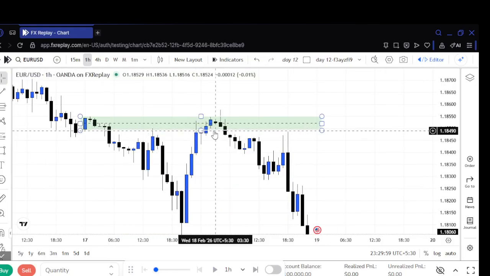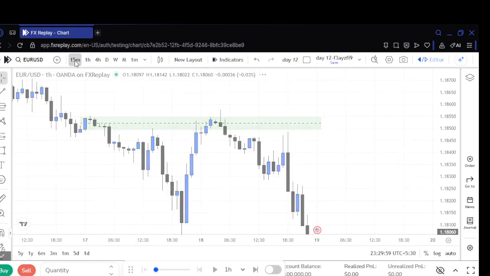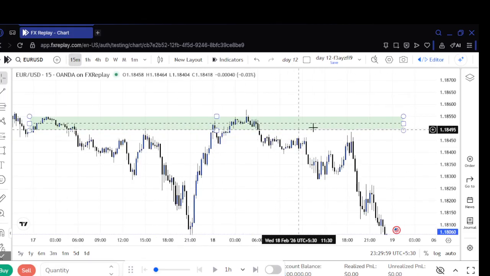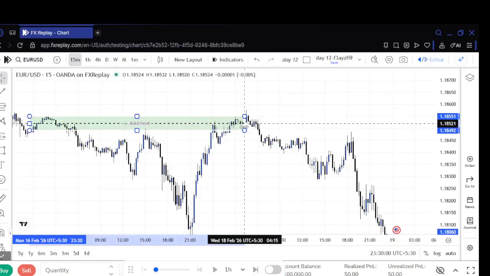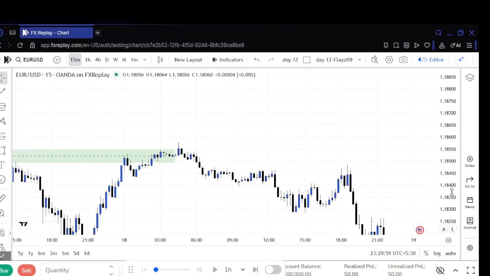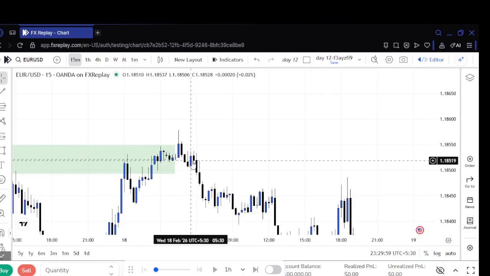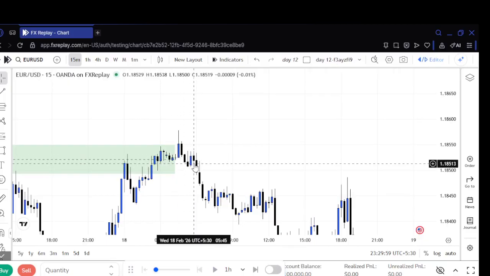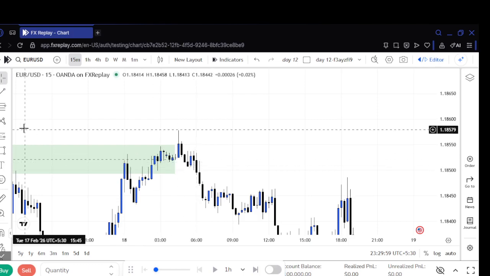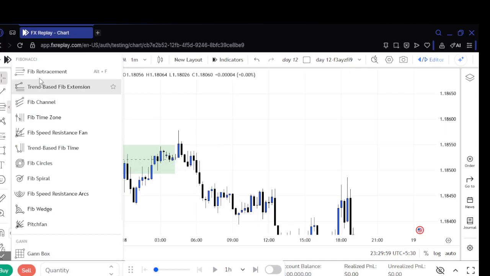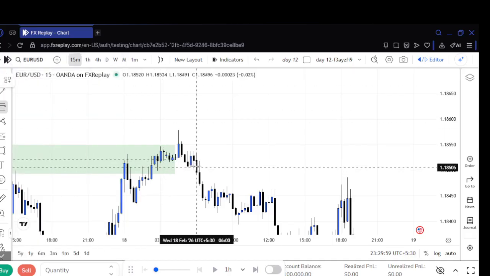If it gets mitigated in this area, we're going to go to the 15 minutes. And yes, here we got the mitigation. We're going to look for the change of character. Yes, we got a change of character. It's going to go down. And what we're going to do is look for the premium discount.